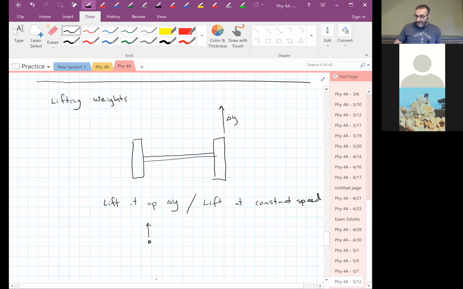Okay, if you lift at constant speed, you are applying some force to this barbell. You're lifting it up. And what other force is being applied to the barbell? Gravity, right? And what do we know if the barbell is moving at constant speed? Those two forces have to be equal to each other.